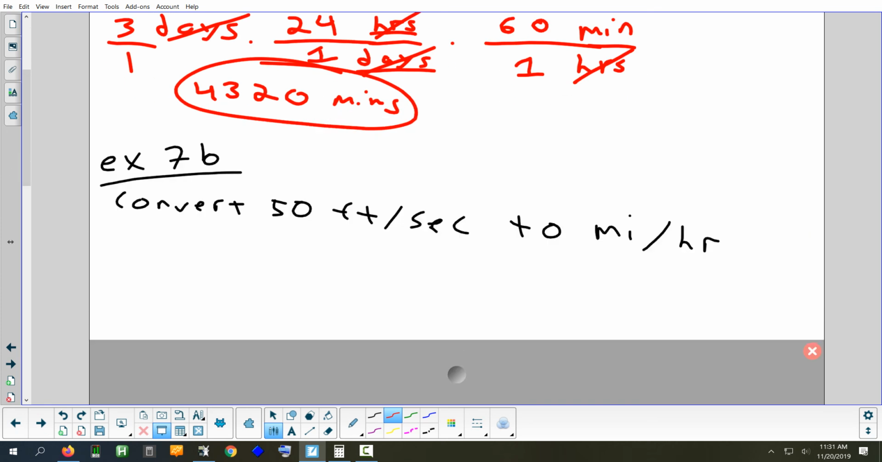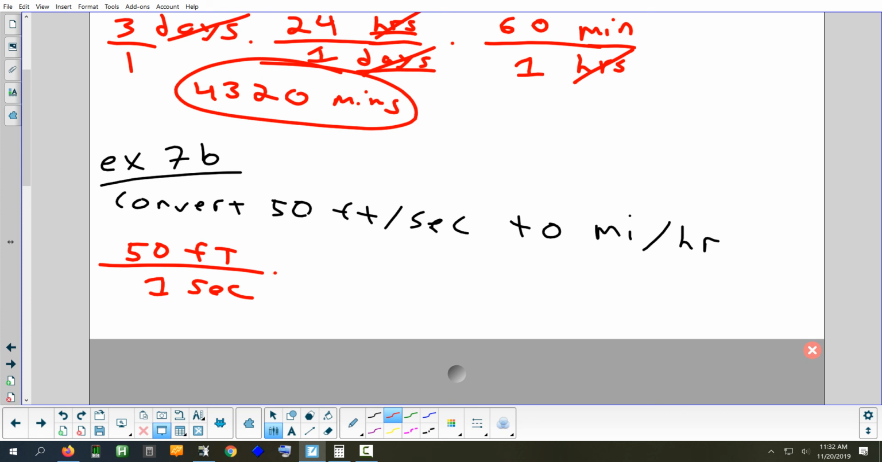Now, let's look at a rate. Okay. 50 feet per second. So now we're dealing with 2 units. Feet, seconds. They want both of them changed. Feet to miles, seconds to hours. Do each one at a time. So what does this really mean? 50 feet per second. What does that mean? 50 feet per 1 second. So you're going 50 feet in 1 second.